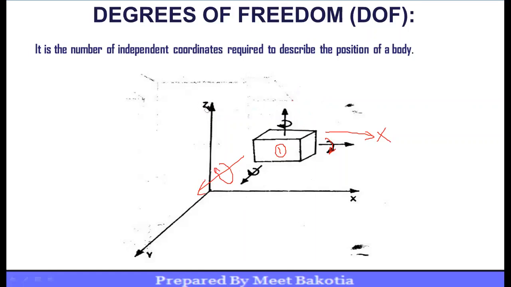So these are the independent coordinates, right? Or these are the coordinates through which it can take motion. That's why we are calling it the degrees of freedom. We are going to require this when we are going to classify the kinematic pairs. So I've included this over here.